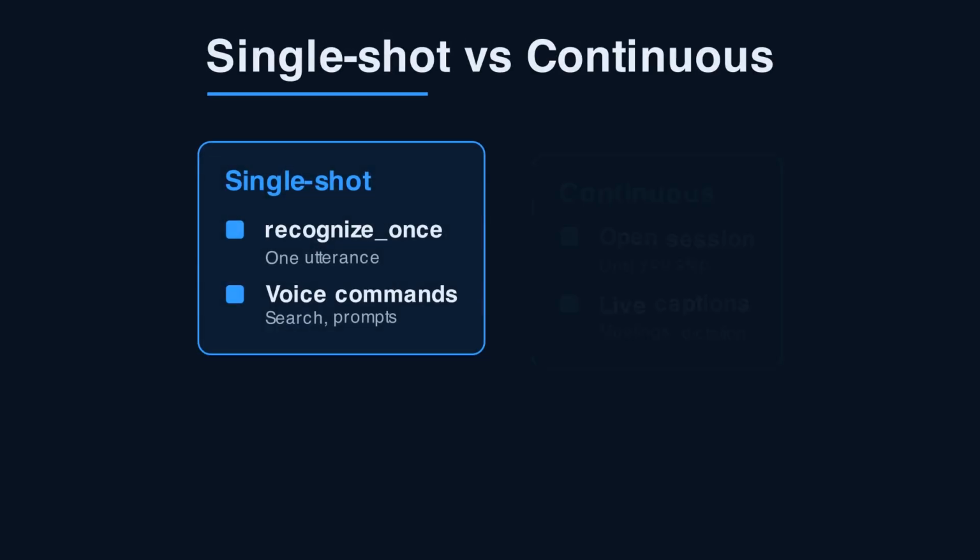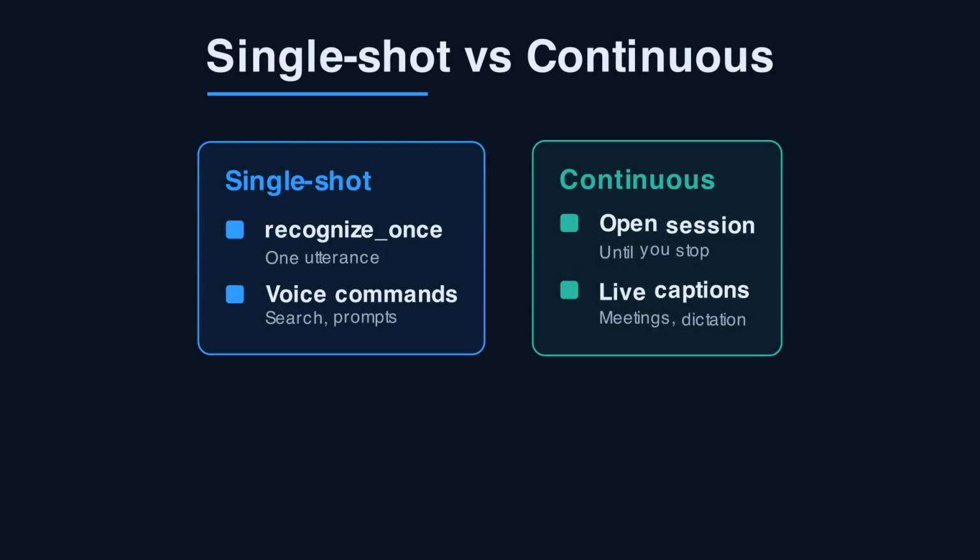Even within real time, there's a sub-decision. Single-shot recognition, recognize once, captures one utterance and stops at the first silence, which suits a short voice command or a search box. Continuous recognition keeps the session alive for dictation, meetings, or live captioning, and you stop it explicitly. Continuous costs more because the connection stays open, and you must handle session and cancellation events to reconnect cleanly. Rule of thumb: use single shot for short, bounded interactions and continuous only when you genuinely need an open-ended stream.